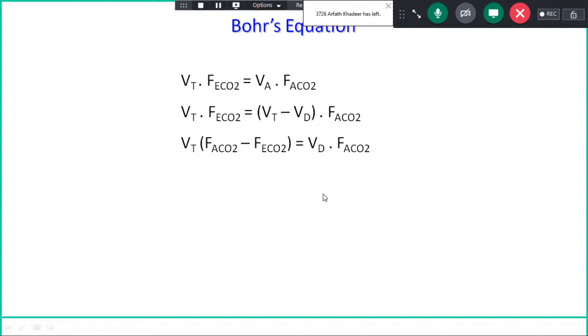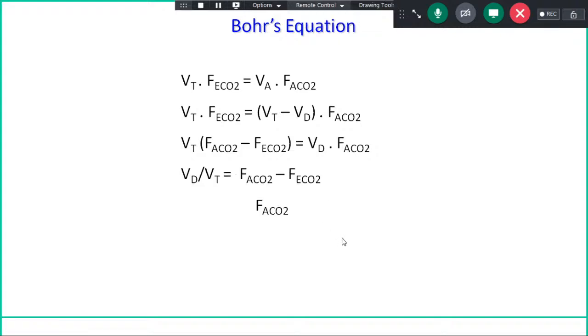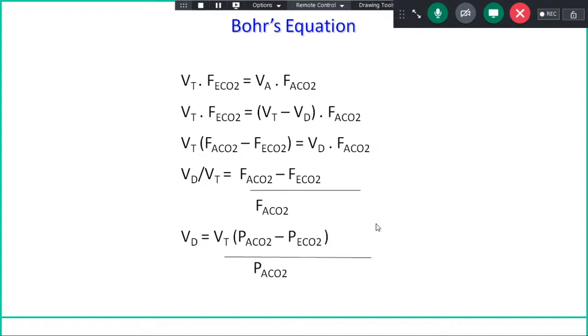Also, the fraction of CO2 in the alveolar air and the expired air, the partial pressures are directly proportional to it, or partial pressure of CO2 is equal to the fractional concentration multiplied by the barometric pressure, as we have done earlier. So you can replace these values with the pressure values rather than having the fractional concentration. So this is the final equation, which was Bohr's equation, which was given in the last slide.